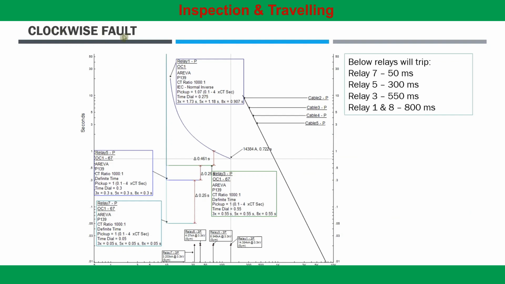So if we create a time current characteristics of all the relays which operate for the fault in clockwise direction, they will be coordinated like this. So for clockwise fault direction, relay 7 will trip in 50 millisecond. Then relay 5 will trip in 50 plus 250 equals 300 millisecond. Relay 3 will operate in 300 plus 250 equals 550 millisecond. And if relay 3 fails to operate, relay 1 will trip somewhere very close to 800 millisecond.